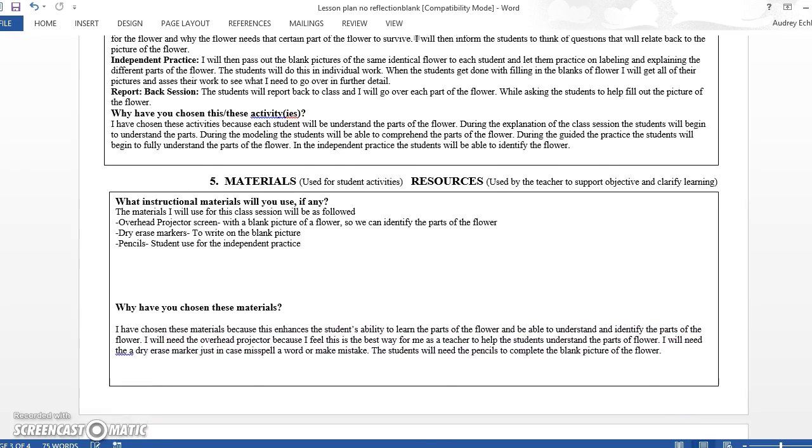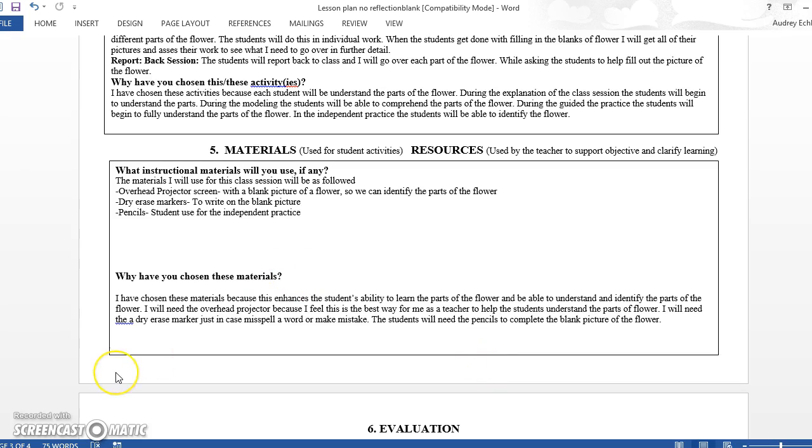For the materials that the students will need for the class session, I'll need an overhead projector screen to show the blank picture of the flower, so I can help them identify. I'll need dry erase markers to write in the blank spaces to show which part is which, and the students will need pencils for the independent practice. I've chosen these materials because I believe they enhance the students' ability to learn the different parts of the flower and understand them while identifying them.